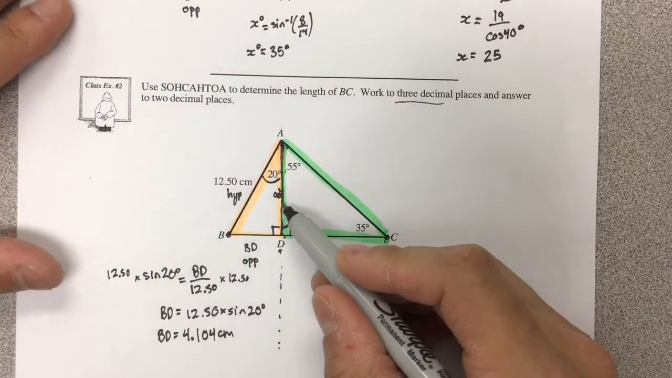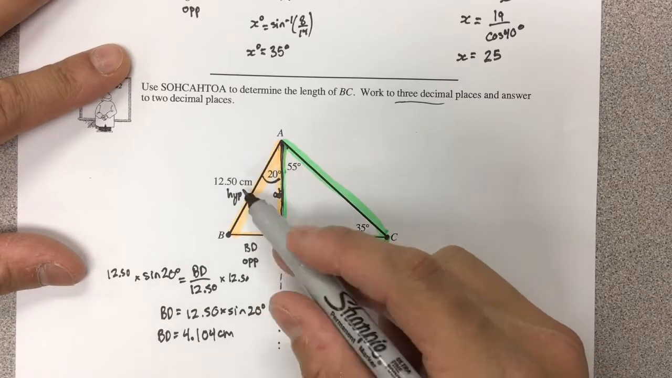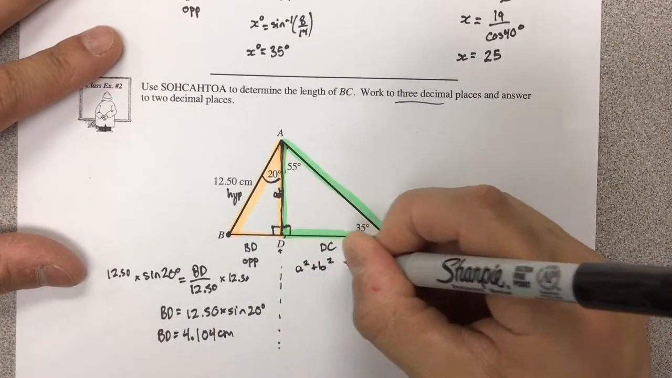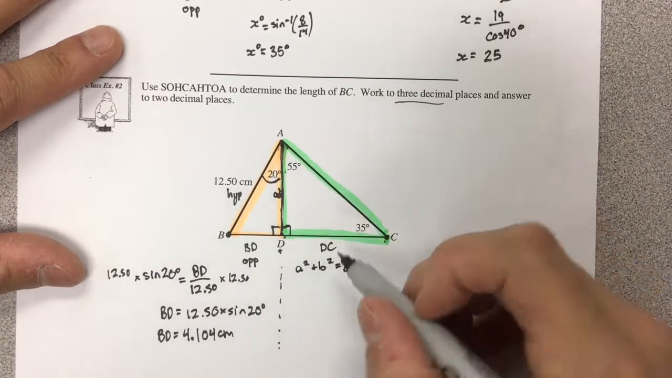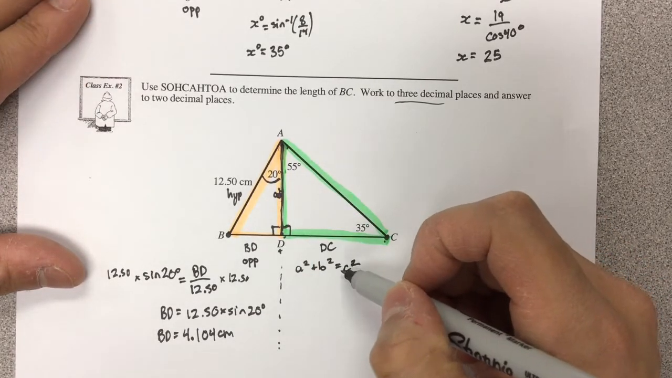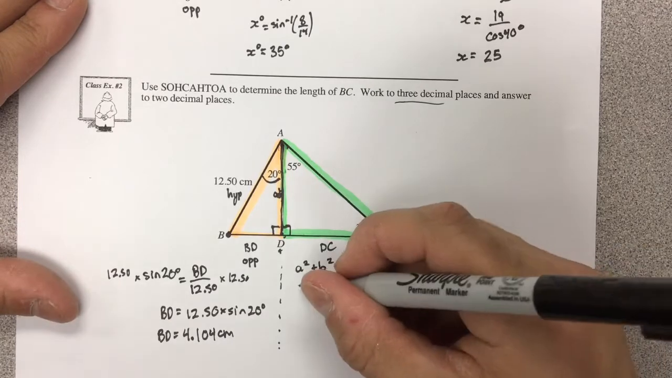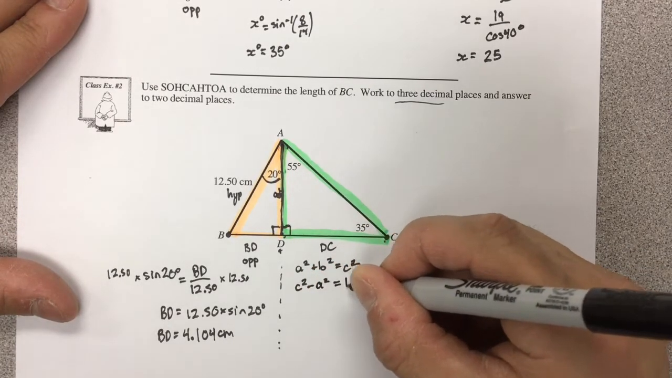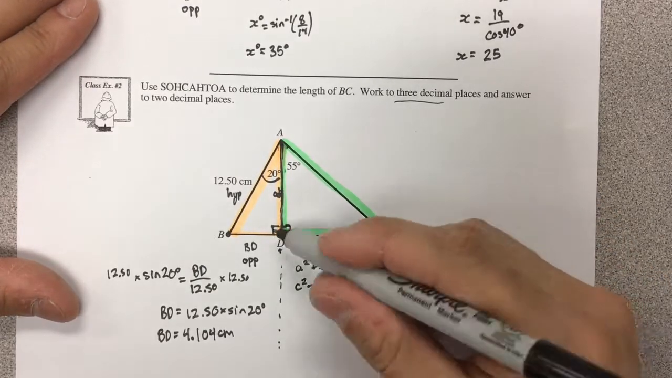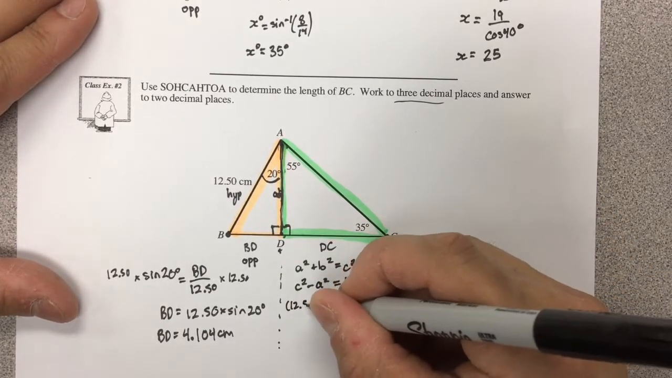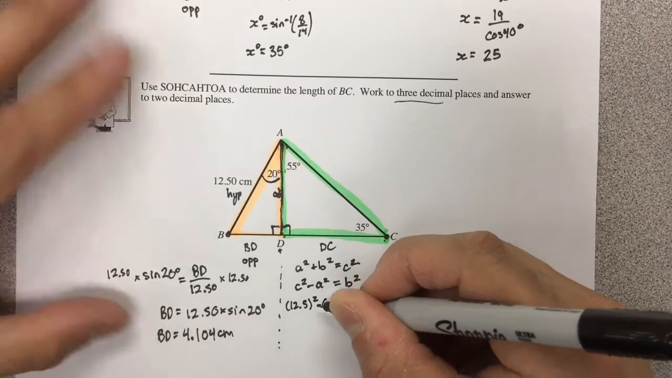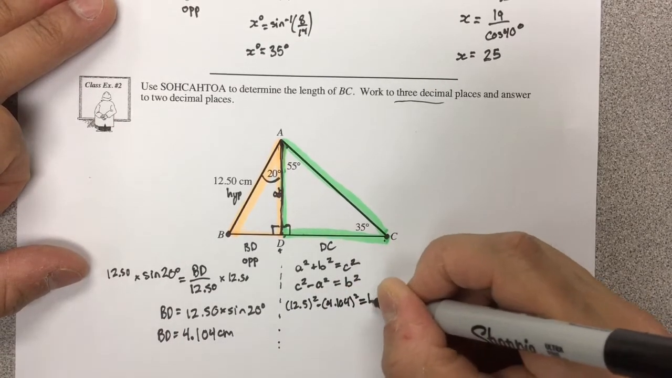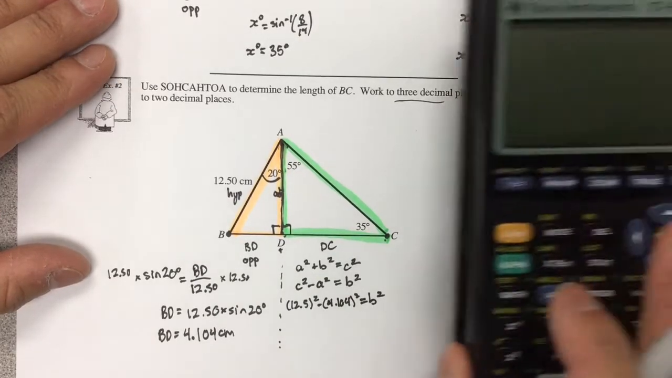So to find this adjacent side, we can use our Pythagorean theorem, since we have 2 known values now. Pythagorean theorem is a squared plus b squared equals c squared. Now we have our c squared value, and we have another one of the legs of the triangle, so we'll have to rearrange this equation to be c squared minus a squared equals b squared. And my c squared value is 12.5 squared. My a squared value is the one we found earlier, which is 4.104 squared, and that's going to give me my value of b squared.